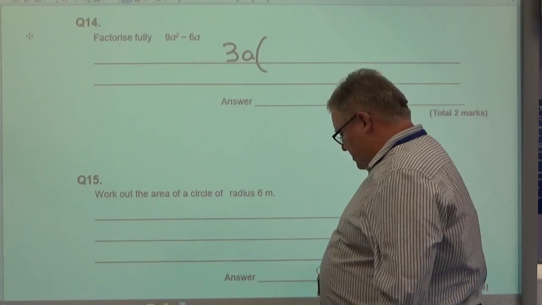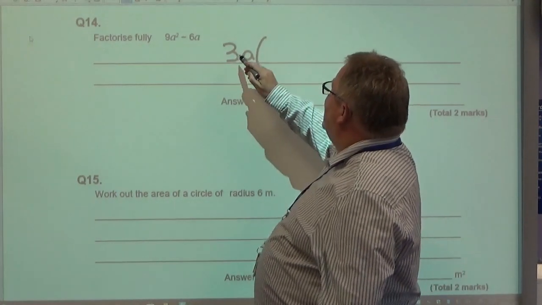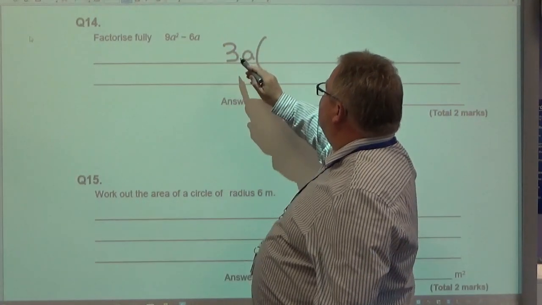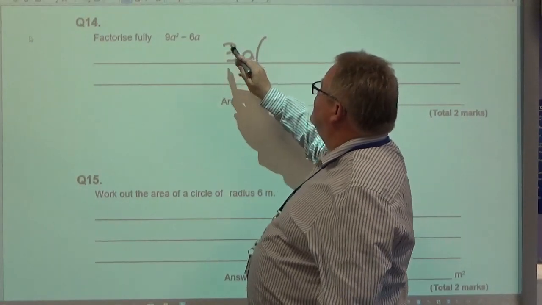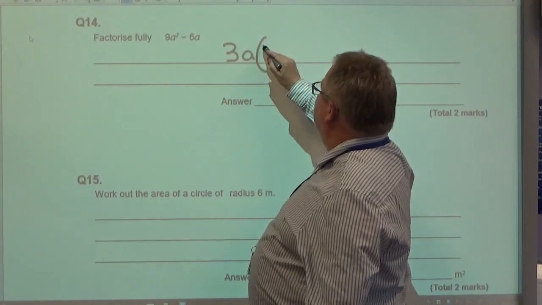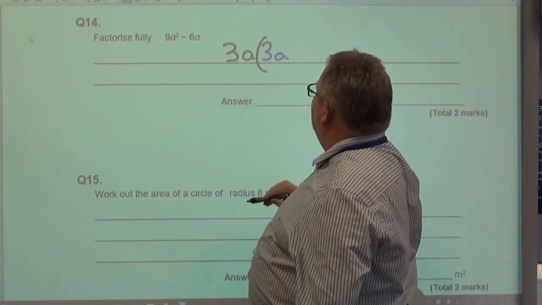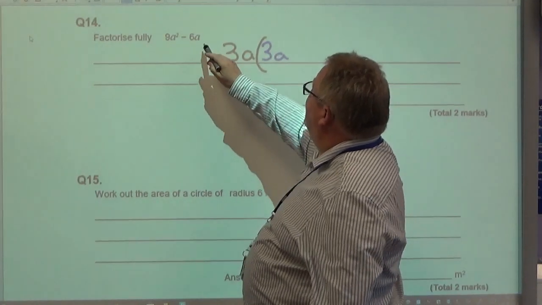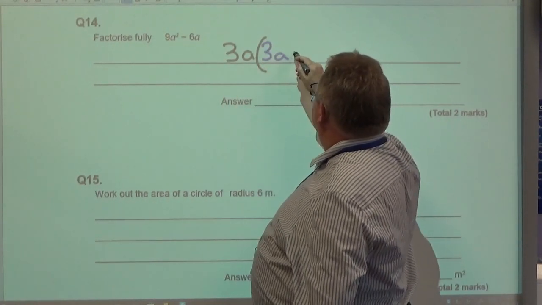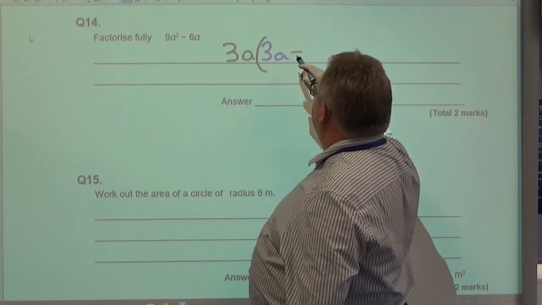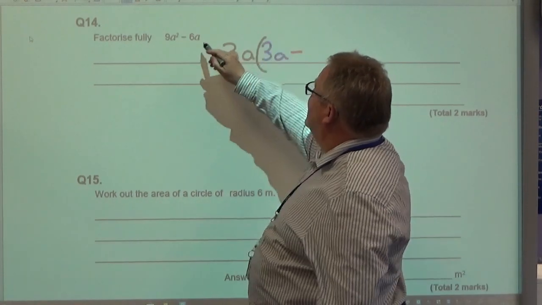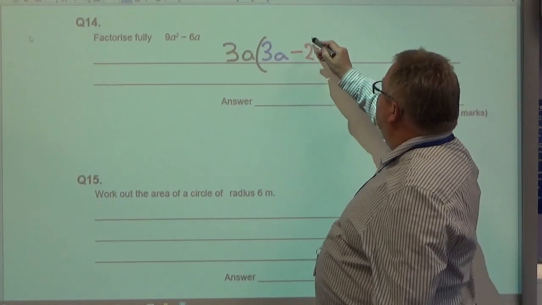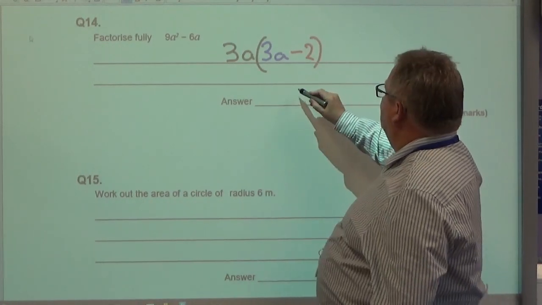And then we're going to say to ourselves, well, 3a times what is going to give us 9a squared? Well, 3 times 3 is going to give us 9, and a times a is going to give us a squared. So inside the bracket is 3a. And then for the second bit there, it's going to be minus anyway, so 3a times what is going to give us minus 6a? So I think that's 2, and that's your working done.